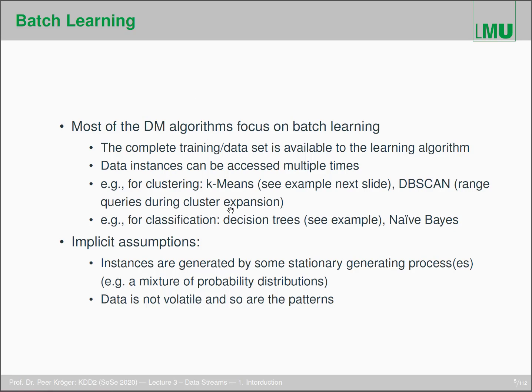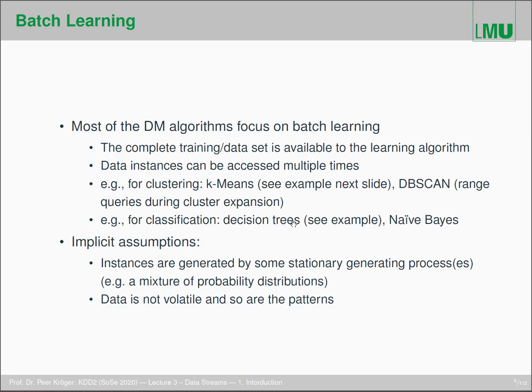For example, in clustering, we'll have an example of k-means on the next slide, but without an example here, DBSCAN. So you typically compute during cluster expansion all those range queries, and for each range query, you have to access the whole data set. And you do that multiple times, obviously. For each point you compute the range queries.